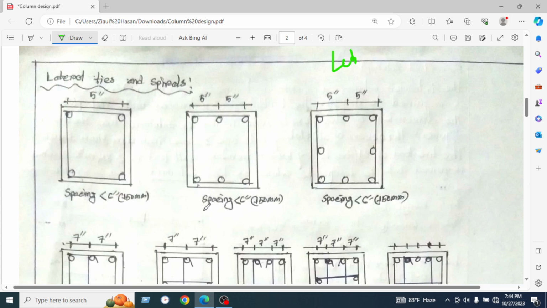In the same way, we have seen the second figure. The spacing is given less than 6 inch. So the rebar to rebar spacing is 5 inch. 6 inch means 150 millimeter. So there will be no leg. In the same way, we have seen figure 3. The spacing is less than 6 inch or 150 millimeter, so the bar to bar distance is 5 inch. In the same way, in the y direction, the bar to bar is less than 6 inch, 5 inches here, so there will be no leg used.